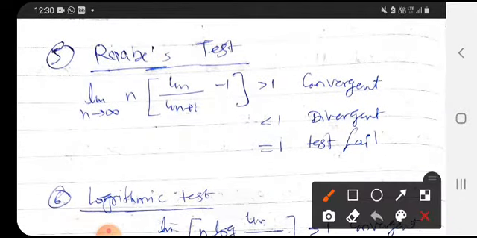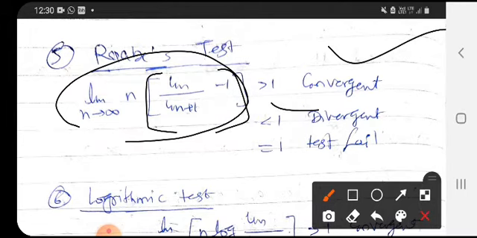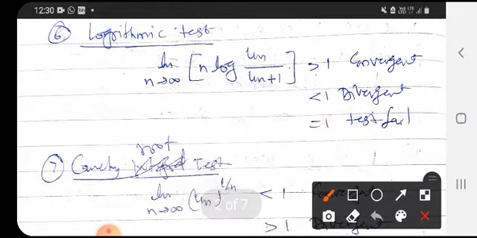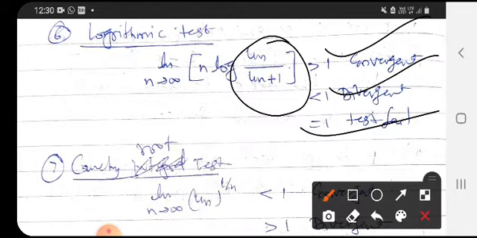Raabe's test. Limit n tending to infinity of n times (un upon un plus 1 minus 1) is greater than 1, then the series is convergent. Less than 1, then the series is divergent. Equal to 1, then the test fails. Logarithmic test. Limit n tending to infinity of n log (un upon un plus 1) is greater than 1, then convergent. Less than 1, then divergent. Equal to 1, then the test fails.